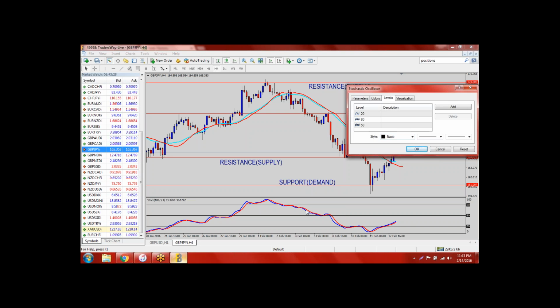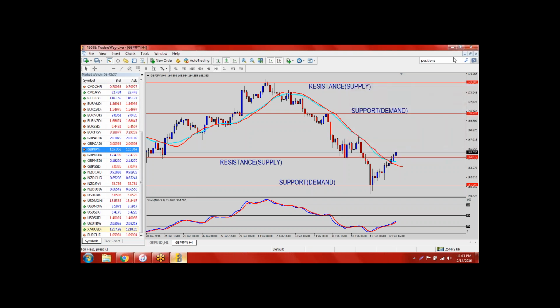Now, let me give you guys a real quick quiz. Does anybody know why price never goes straight up, or why price never goes straight down? Why does that happen? What do we see happens in the market?